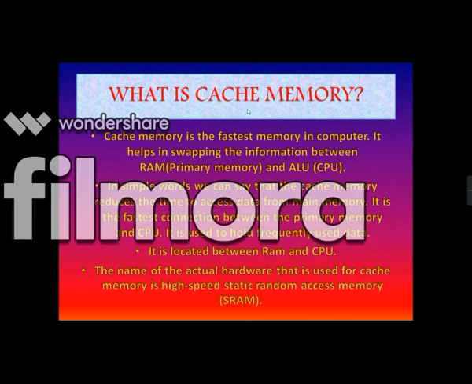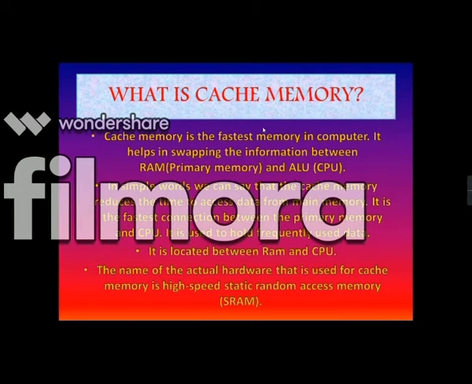As you are able to see on the screen, first of all I'm going to explain what cache memory is. Cache memory is the fastest memory in the computer. It helps in swapping the information between RAM and the ALU of the CPU. If you want to read all this, you can pause the video and read. I will just be explaining it. In simple words, cache memory is the fastest memory in the computer. It is located between the ALU of the CPU and RAM in the primary memory.